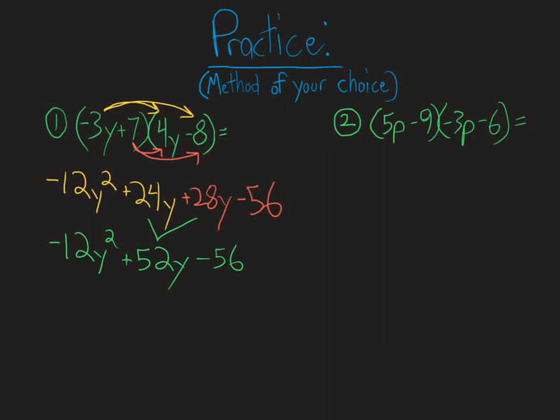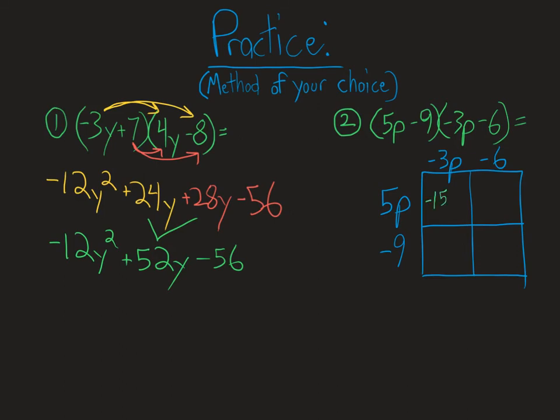Number 2, I'll do with the box method. Just copy in my 5p and my negative 9. Watch your signs. Signs got to stay with every term. Make sure they keep their signs. And I'm just going to multiply to fill. Negative 15p squared. That's going to be a negative 30p. Then we've got negative 3 times negative 9 is 27p. And negative 9 times negative 6, positive 54.